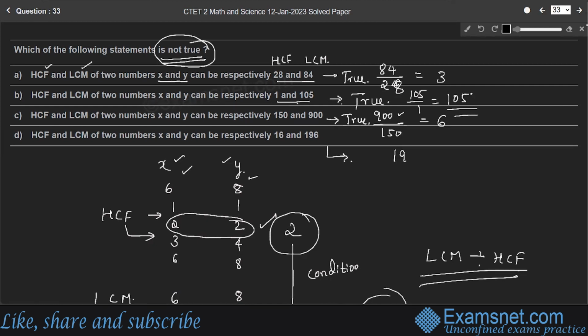Consider the last one. So the LCM is 196, the HCF is 16. So 16 into 1, 16 into 2, and you will get 12 point something. You won't get a whole number when 196 is divided by 16. Therefore, these two numbers cannot be the HCF and LCM of x and y. Therefore, option D is not true. Hence, option D is the answer.